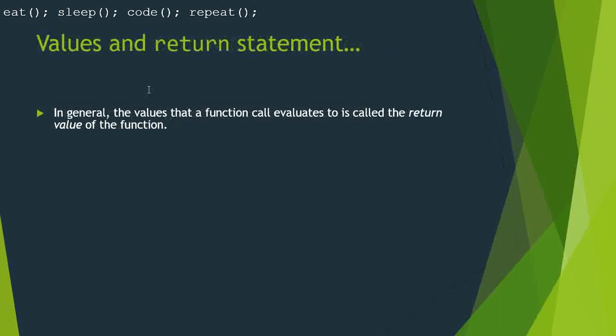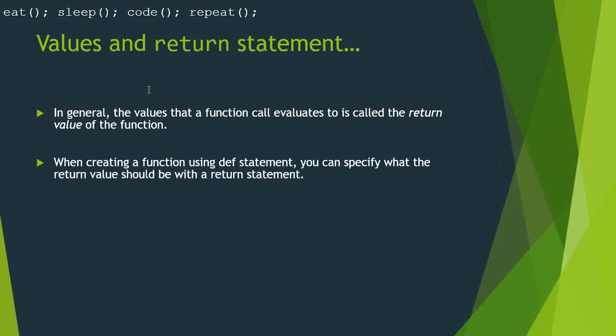Moving forward, values in return statement. In general, the value that a function call evaluates to is called the return value of that function. Okay, the return value is nothing but, when you create a function, there is something that function is going to return. Either it's going to return a None, which you're going to see, or it's going to return an integer.